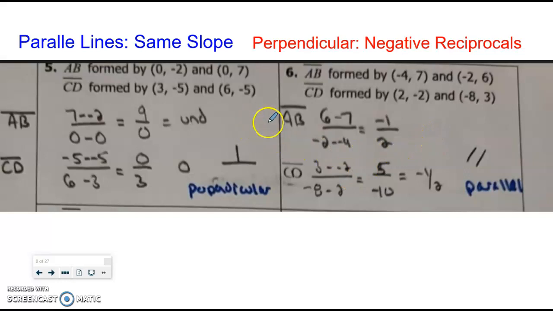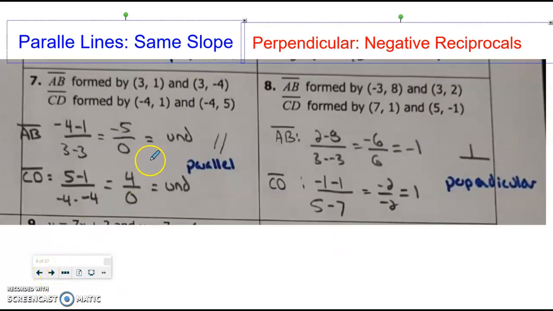When I look at number 6, I got AB is negative 1/2. That's what I got that slope to be. And CD, I got the same, negative 1/2. So that's going to be parallel. When I looked at the last two, 7 and 8, I found the slope of AB to be undefined because I got negative 5 over 0. And then when I got CD, I got 4 over 0, which is undefined. So those two lines are parallel.